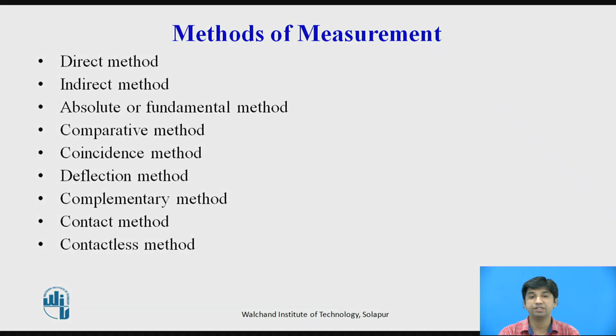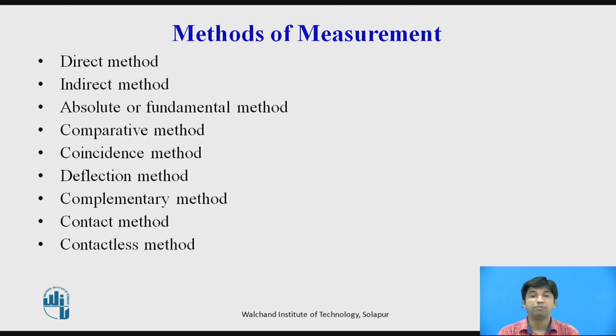Depending on the accuracy required and the amount of permissible error, the different methods of measurement can be classified as direct method, indirect method, absolute or fundamental method, comparative method, coincidence method, deflection method, complementary method, contact method, contactless method.